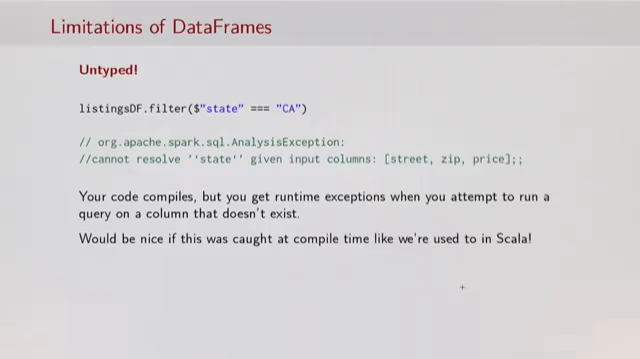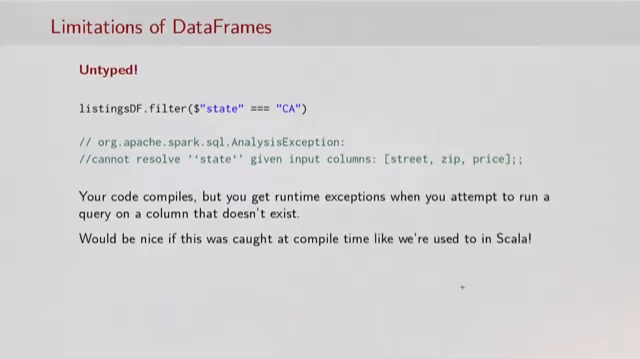What happens a lot of the time with these untyped APIs is that code like this will compile even though there doesn't exist a column called state. So this code happily compiles and it runs, but an exception is thrown at some point saying, oh, sorry, I can't find state. I only have columns street, zip, and price. I don't have a column called state. This can be pretty annoying because errors aren't caught at compile time. Instead, they're caught as exceptions later on.